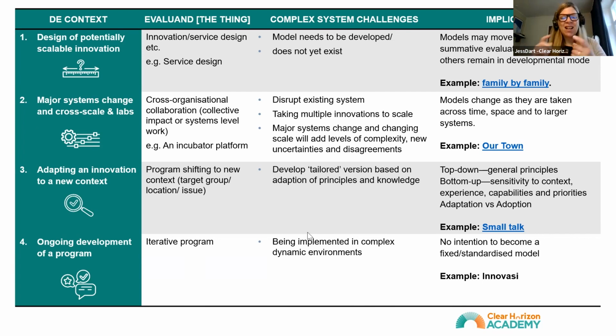Yeah. The second one is a major systems change or cross scale, and this can include labs. So this is where you might have a cross organizational collaboration, across town halls maybe, and you're trying to create change at a systems level. So you're trying to create a broader scale change. You might be trying to disrupt the existing system. And it might actually be multiple innovations that you're looking at.